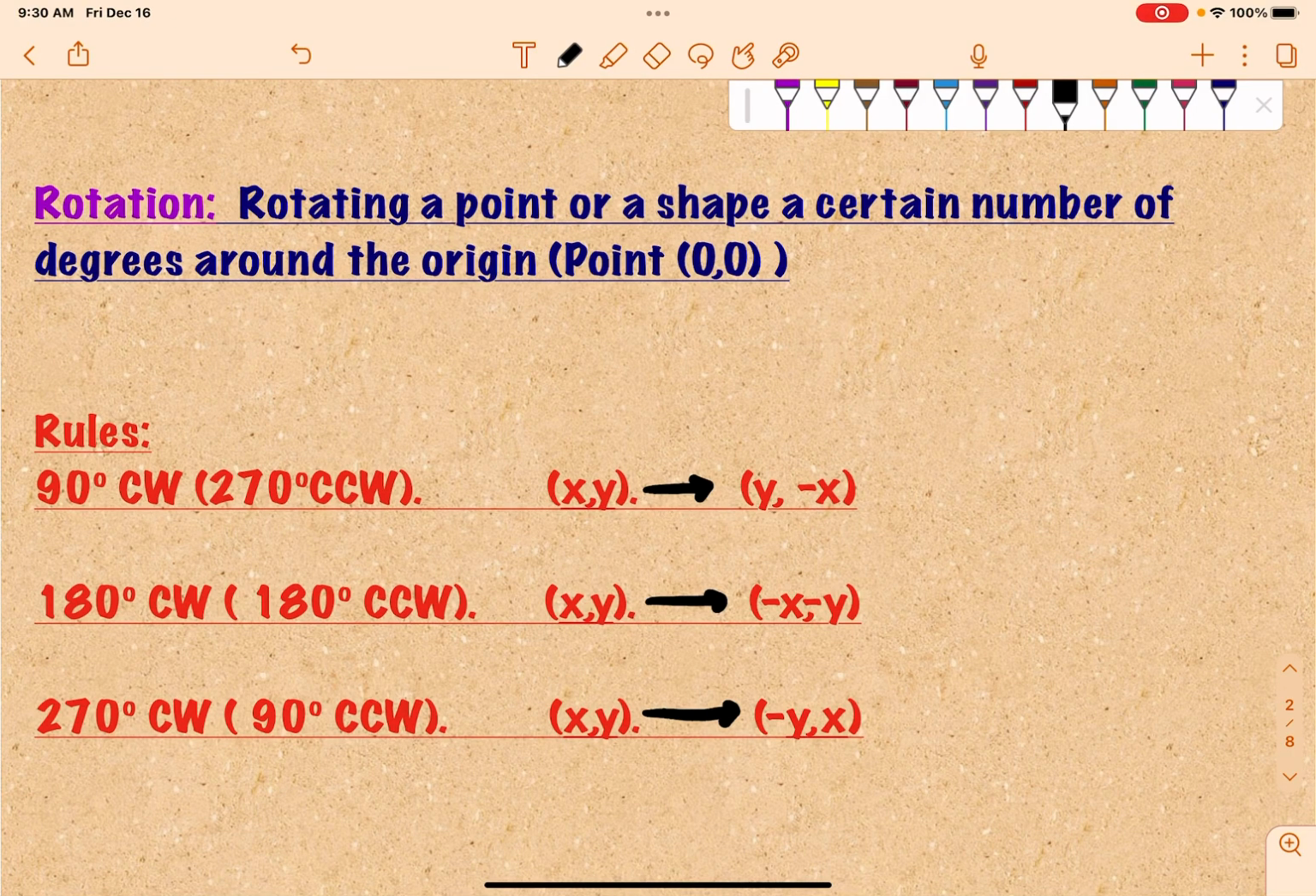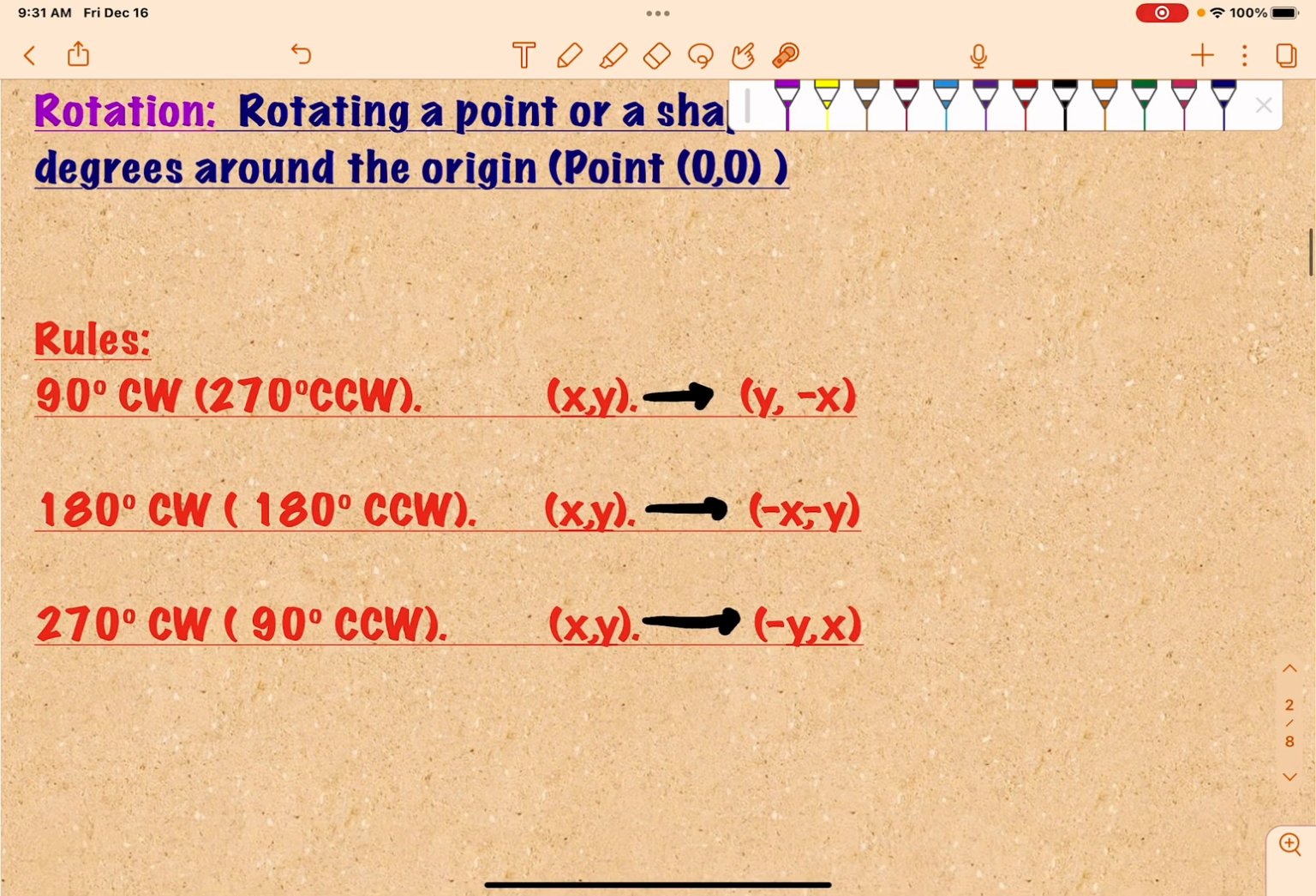Okay, now we're going to talk a little bit about rotation today. So when we talk about rotation, first of all, it's rotating a point or a shape a certain number of degrees around the origin or the point 0, 0. Now, there are some that are more common than others, but I've actually gone through and written some rules here that are kind of helpful.